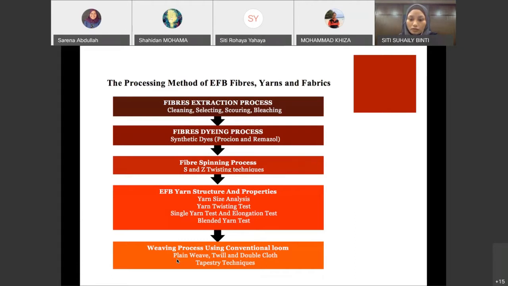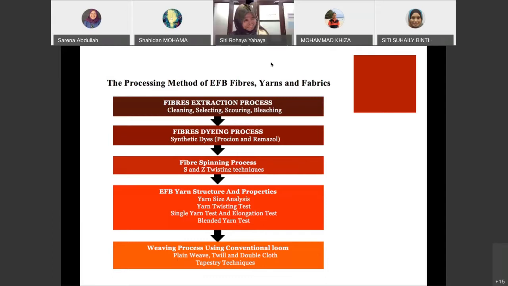Okay, this also involves scientific and non-scientific approaches, which involve standard tools, equipment, advanced machineries and chemicals, and also several steps of chemicals and equipment that need to be used in this research. Okay, the first step is the fiber extraction process, which is cleaning, selecting, scouring, and bleaching.